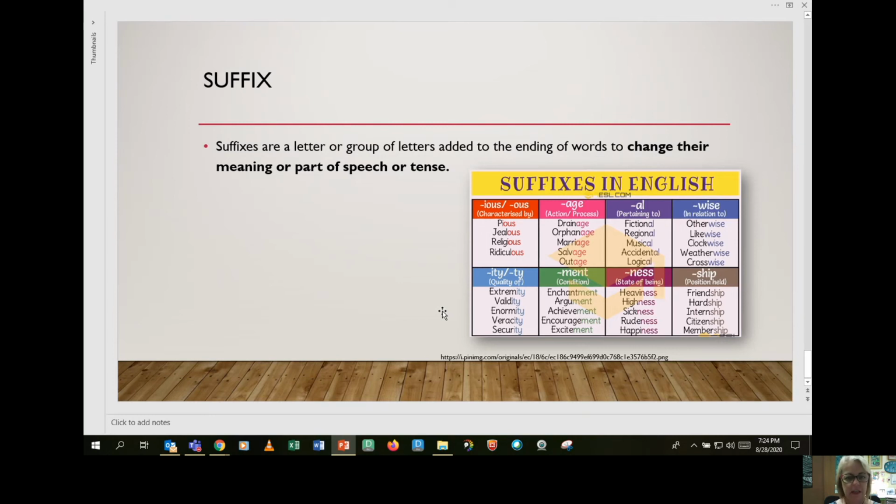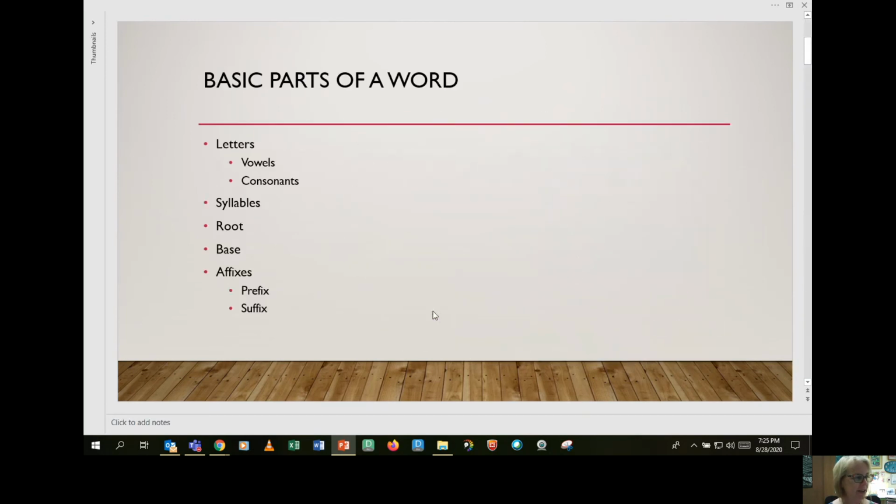Okay, very important here. When we look at sentences and vocabulary, these are things that help us when we see a word and we don't know what it means. If it has affixes, that will help us to dissect it and figure out what it means. So suffixes tell the part of speech, but they also can tell us the tense. If it's ed, it's going to be past tense. If it's ing, it's continuous progressive. Or it might tell us if it's plural or not, if we add the s or es. So that's our suffix.